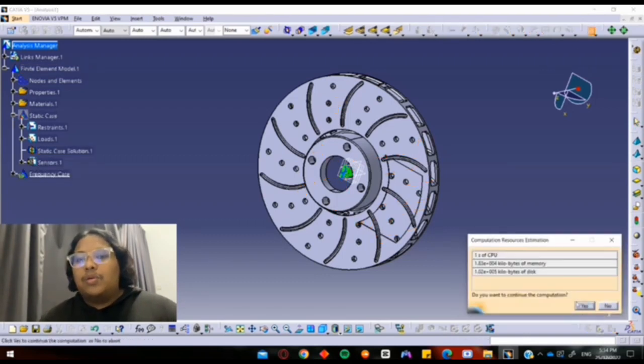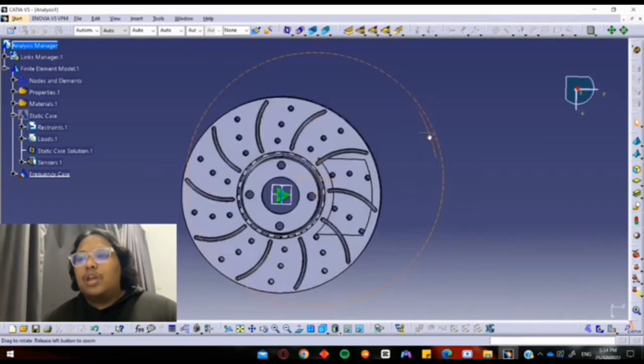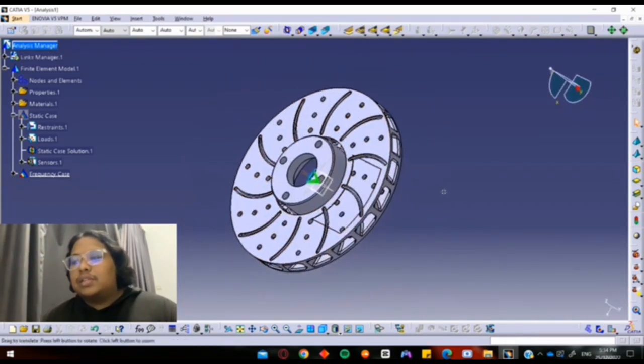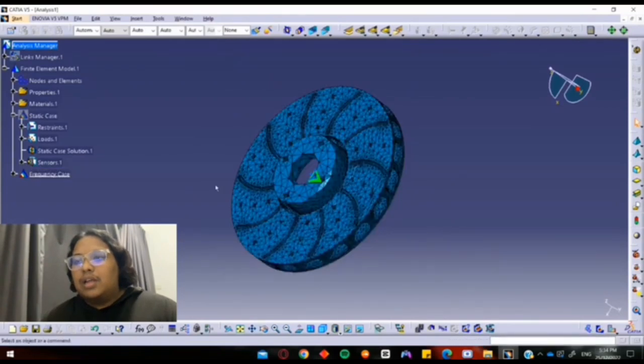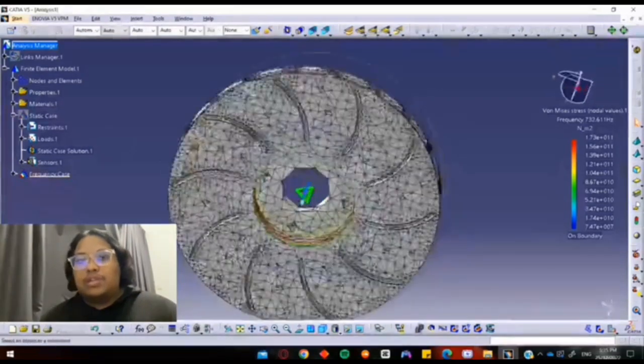And then we will compute. After the process has done computing, you can see the von Mises stress for every analysis on the brake rotor simulation.